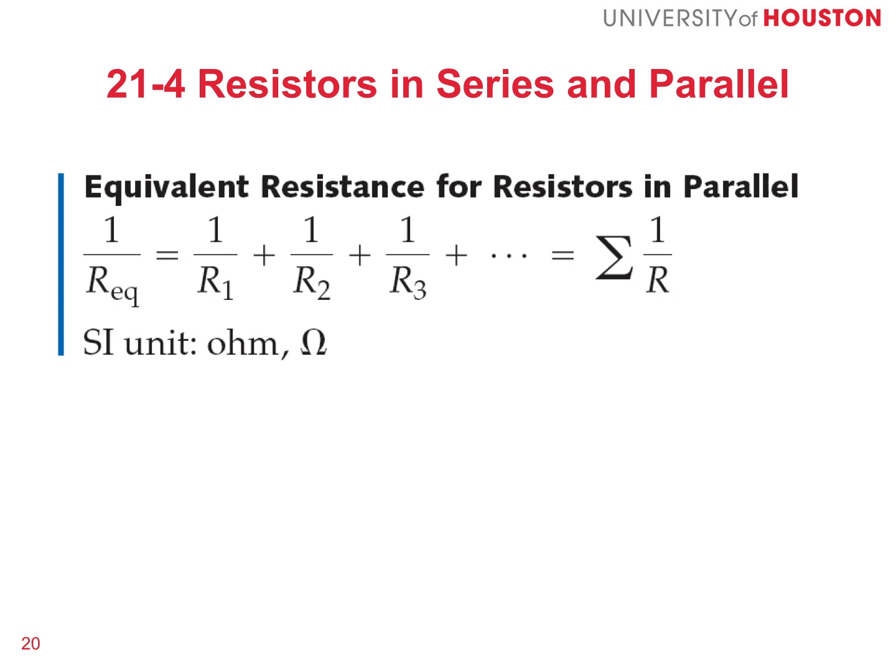To calculate the equivalent resistance for resistors in parallel, the inverse of the equivalent resistance is equal to the sum of the inverse of the individual resistances. This relation can be proved by assuming the potential difference across each of the resistors in parallel is the same.